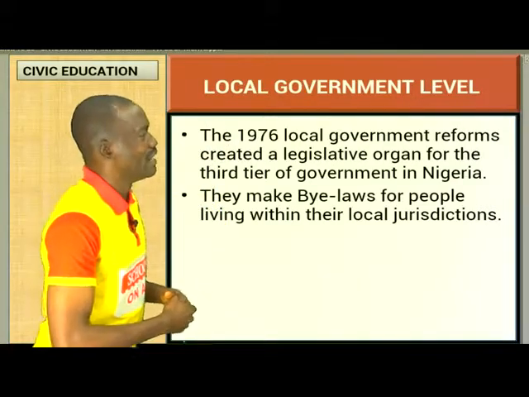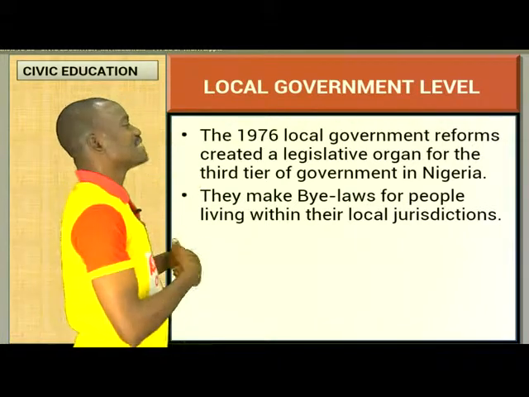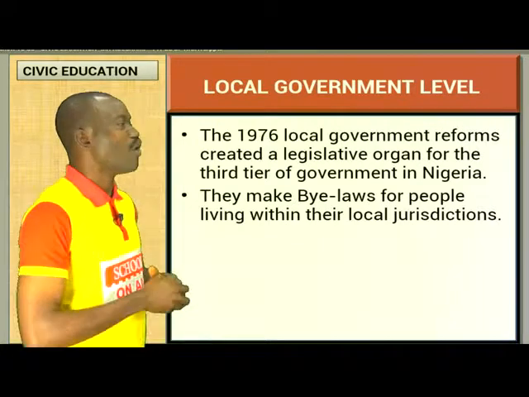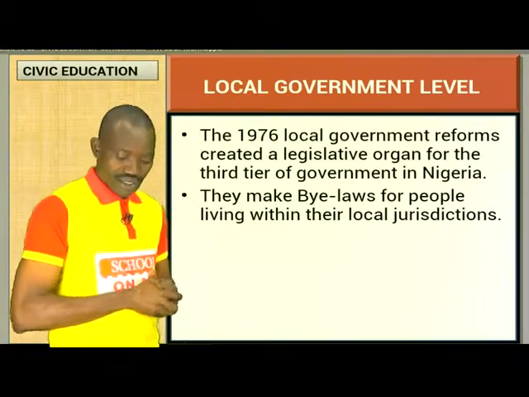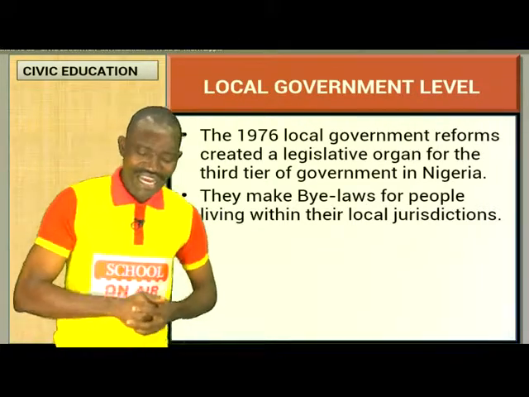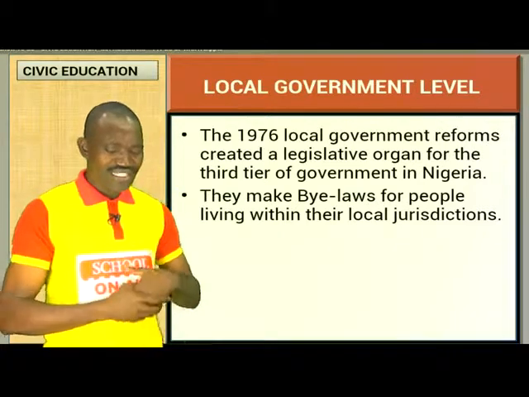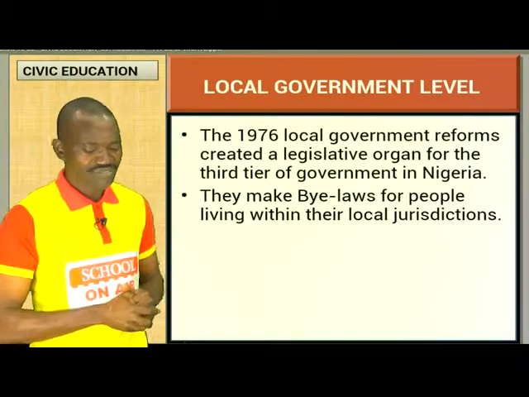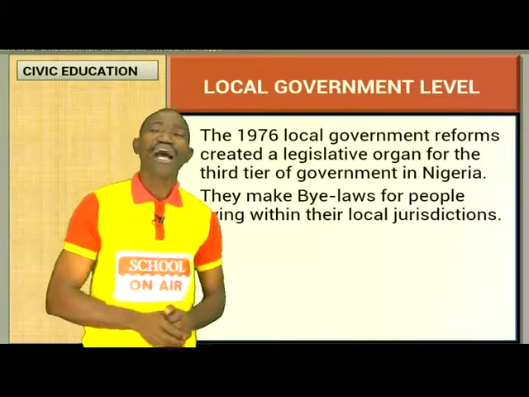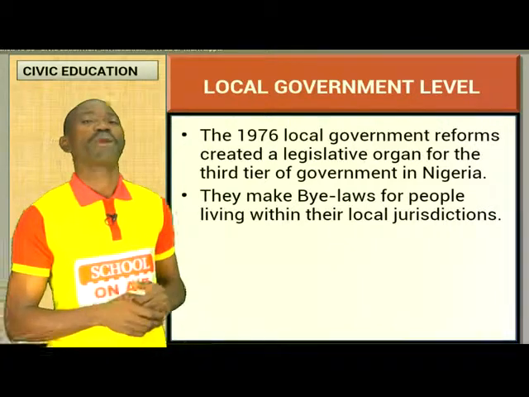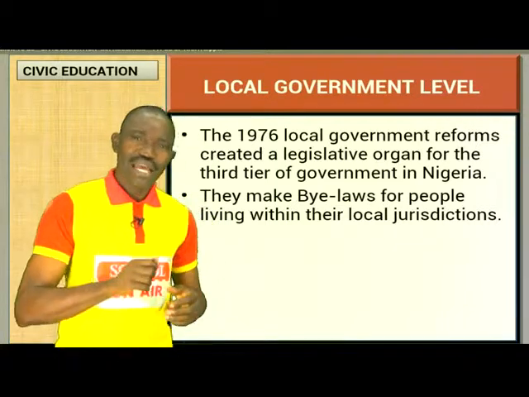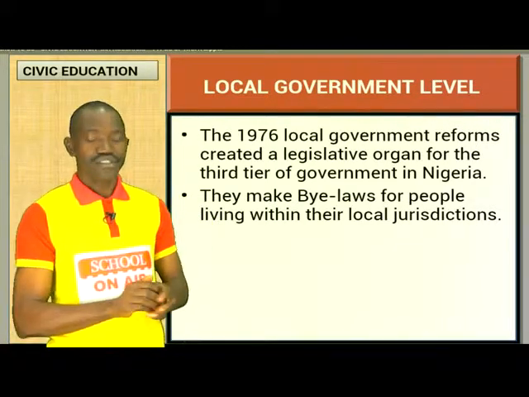At the local government level, by 1976, the local government reforms created a legislative organ for the third tier of government. In other words, before 1976, there was no legislative organ for the third tier of government in Nigeria. And so the legislative organ in each local government comprises all elected councillors, headed by the majority leader in the House.